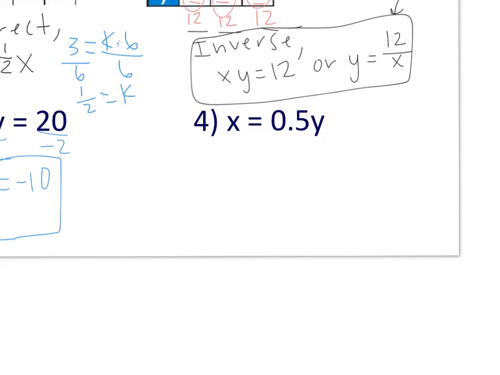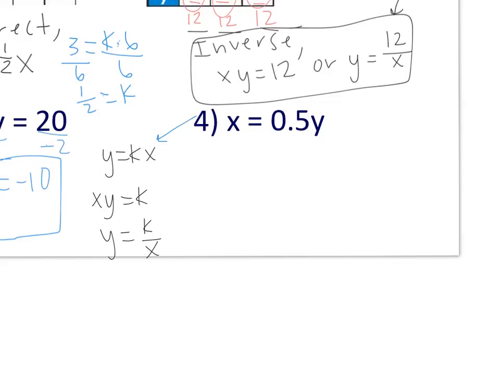Number 4, x equals 0.5y. Which one of the forms does this look like? Does this look like direct variation, y equals kx, or inverse, which would be xy equals k, or again, y equals k over x? Well, this looks more so like y equals kx, but the x and y are just flip-flopped positions.